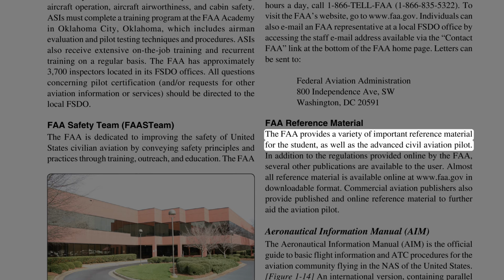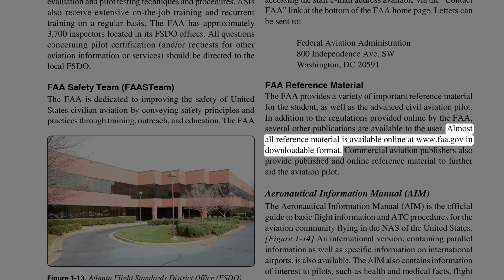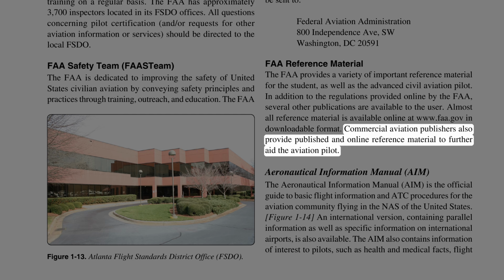FAA reference material. The FAA provides a variety of important reference material for the student, as well as the advanced civil aviation pilot. In addition to the regulations provided online by the FAA, several other publications are available to the user. Almost all reference material is available online at www.faa.gov in downloadable format. Commercial aviation publishers also provide published and online reference material to further aid the aviation pilot.